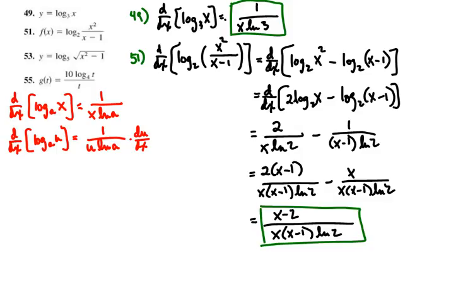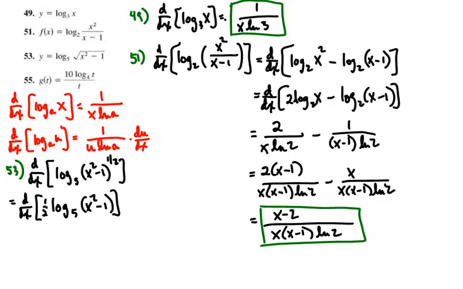So I can rewrite the derivative of log base 5 of the quantity x squared minus 1 to the 1/2. I can bring out the 1/2. And remember, we do have a property for the log of a quotient, but we don't have a property for the log of a difference. So that'll just have to stay the way it is.